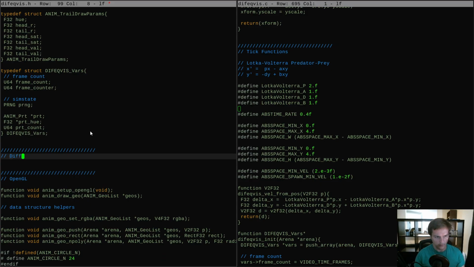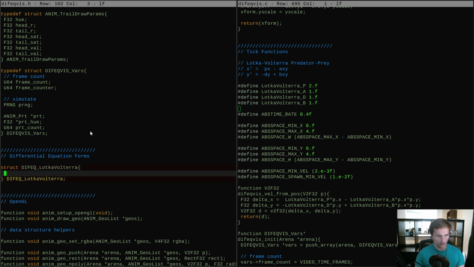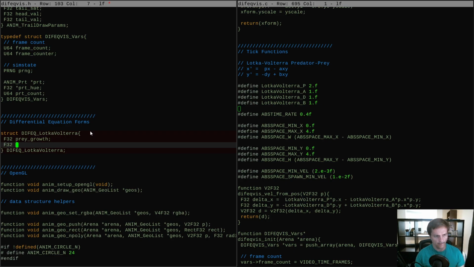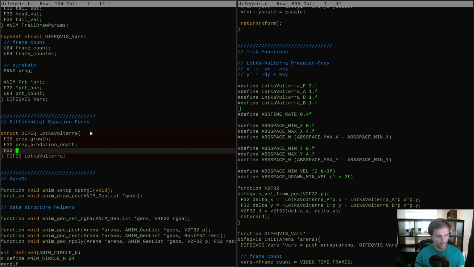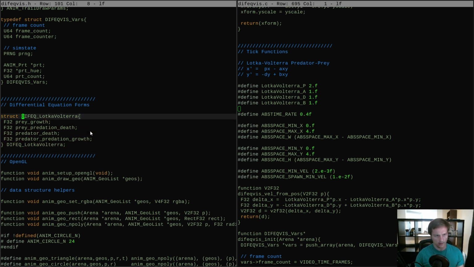Okay, so let's do differential equation forms. diffeq viz, diffeq form. Lotka-Volterra. That's going to have P prey growth, prey predation death, predator death, predator predation growth, right? So those are the 4 parameters.